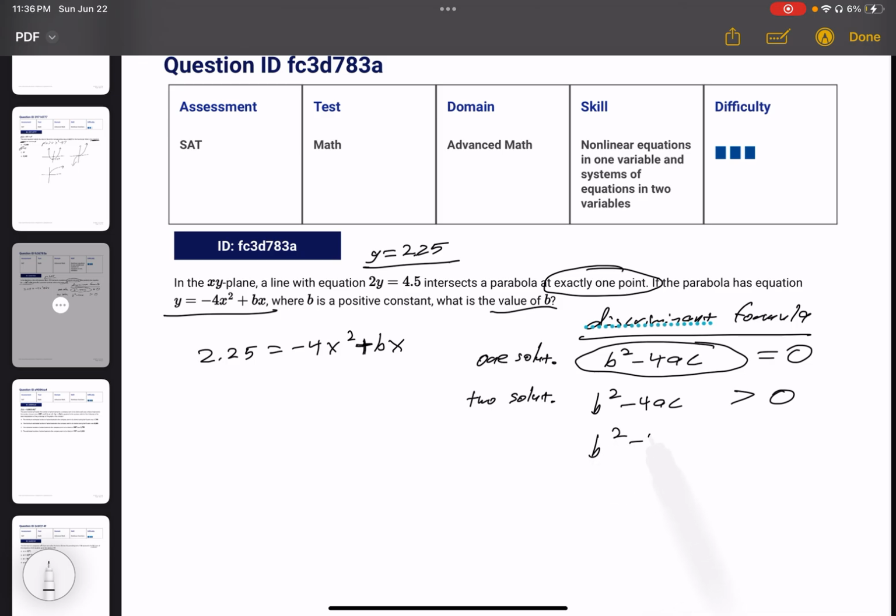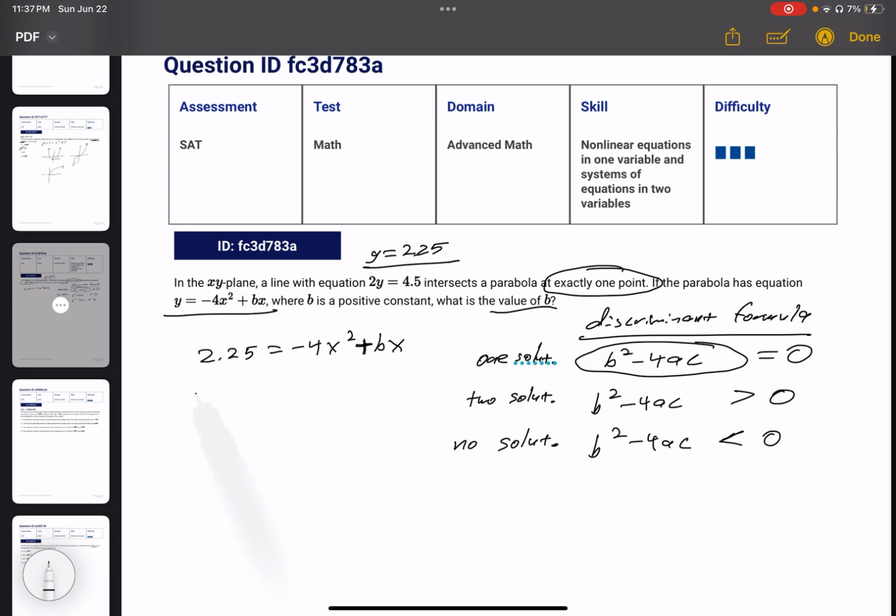And then finally, when there are no solutions, it's going to be less than 0 for your discriminant. So since we have exactly 1 point here in our question, we're going to use the one solution equation. It's all really the same equation, you just have inequalities for the other two. And to do that, we need to set one side equal to 0.